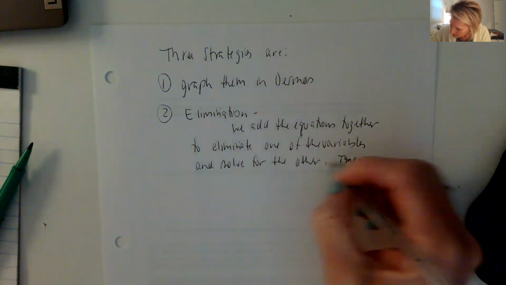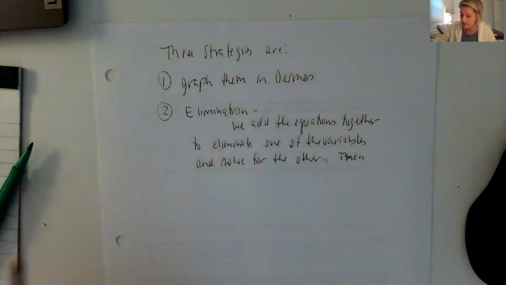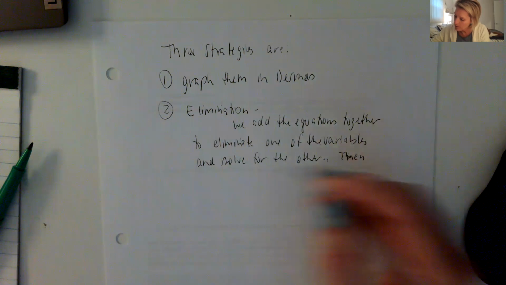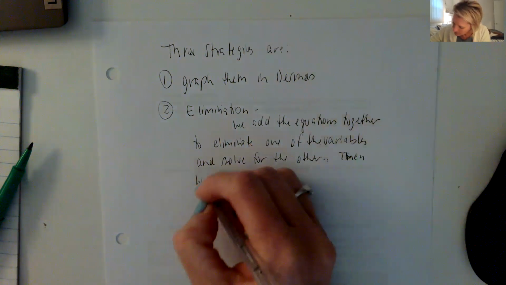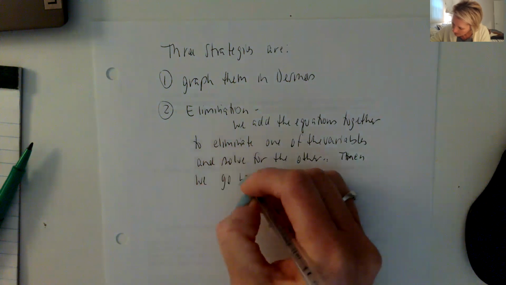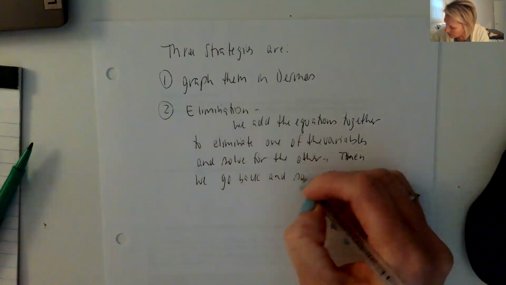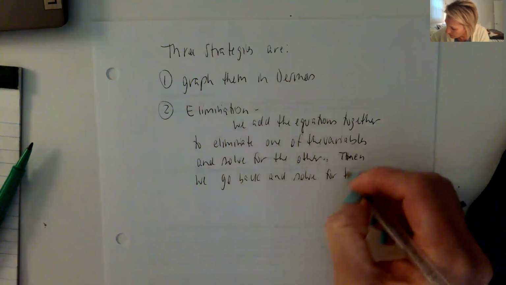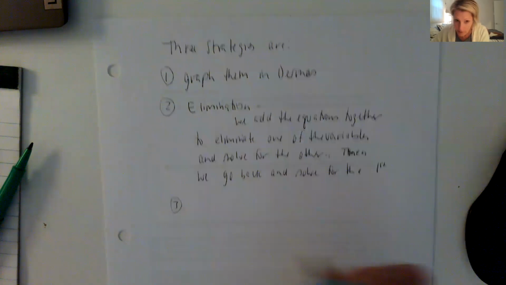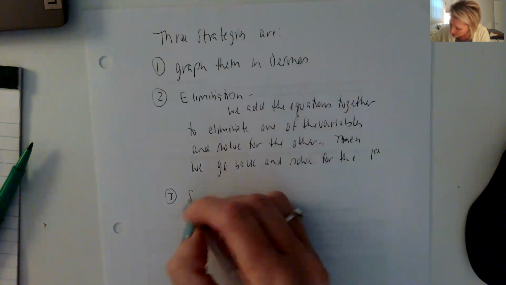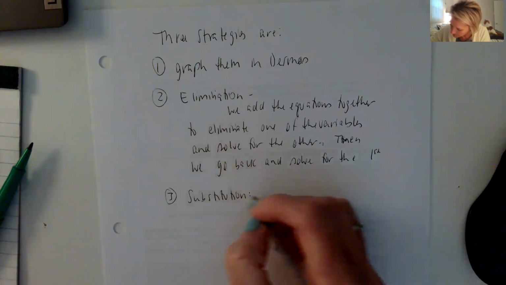To use elimination, we add the two equations together. I'm going to go through the process. Then we solve for the other variable. Then we go back and solve for the first. The third strategy is called substitution.